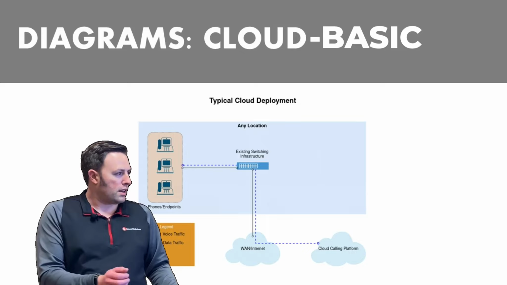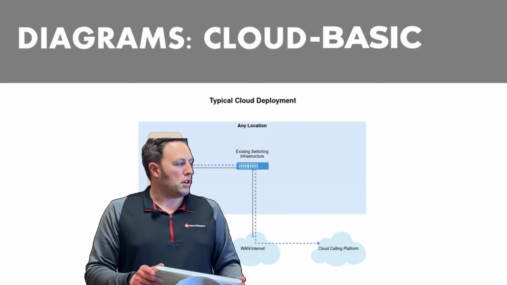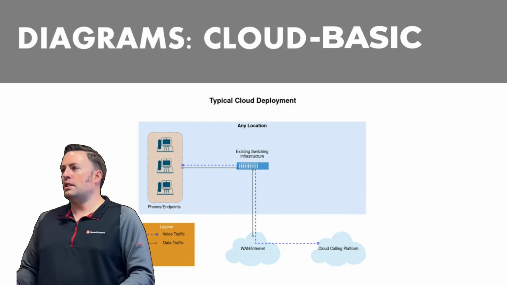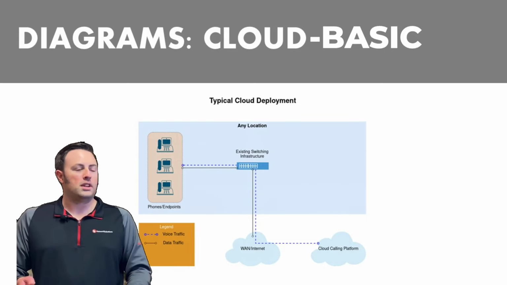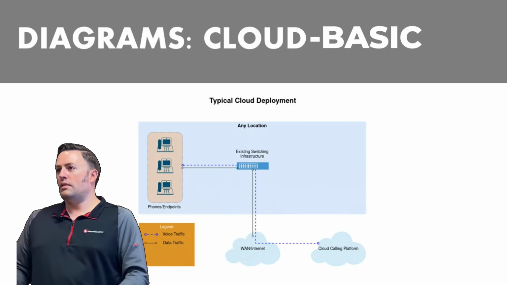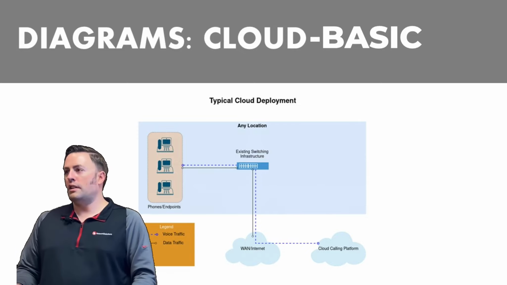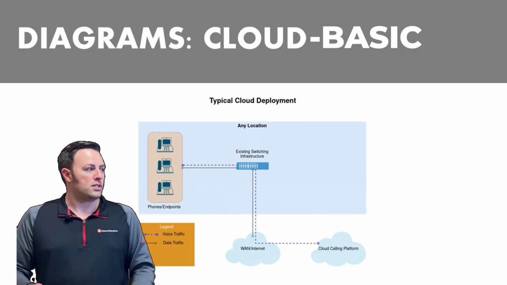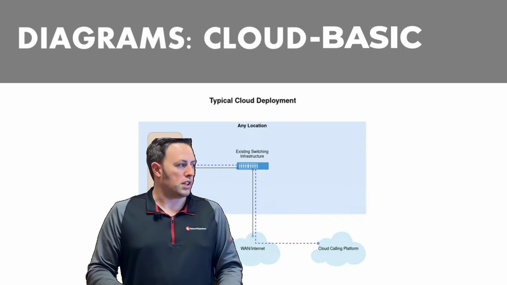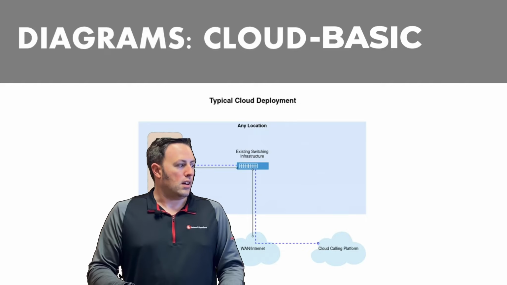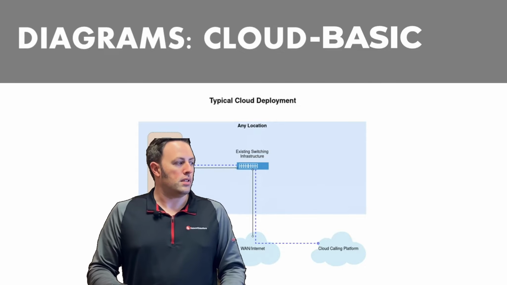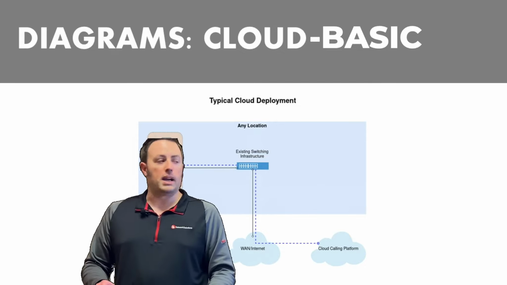All right, moving on. So here's that minimalist cloud system again. The most basic cloud system is just phones. They need power over Ethernet so that they come on, and they need a connection to the internet. That's it. In its most basic sense, that's what a cloud solution looks like. So all of the signaling, all of the voice, goes out from here to the internet, to the cloud calling platform and back.